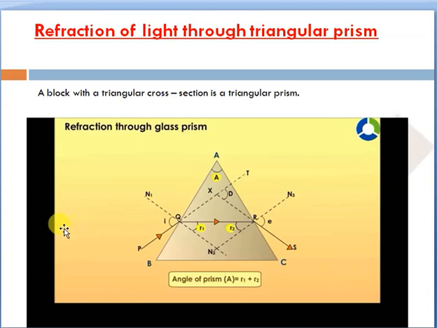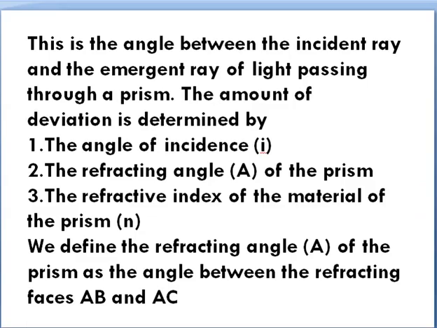Now, let's look at this. We have explained this. We've talked about the angle of deviation. Now, this angle of deviation is the angle between the incident ray and the emergent ray of light passing through the prism, as I have said.